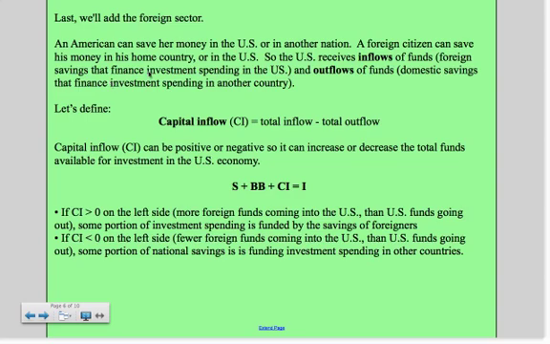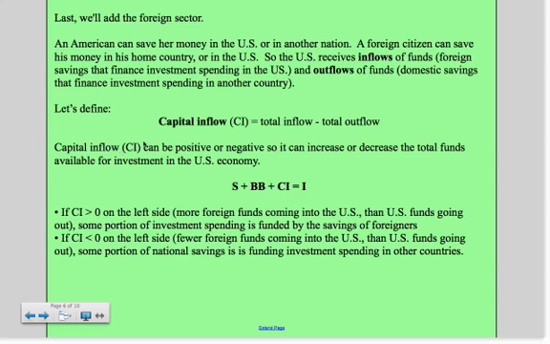Right? So a foreign citizen can also save money in his home country or in the US. So the US receives inflows of funds if that foreign investor puts money in the US economy, and we experience outflows of funds. That's just domestic savings that go toward investment in another country. So let's take those inflows and outflows and create a term called capital inflow. Capital inflow equals total inflow into the US economy minus outflow.